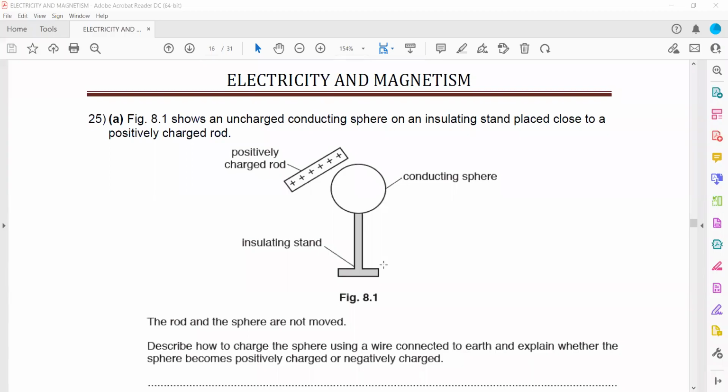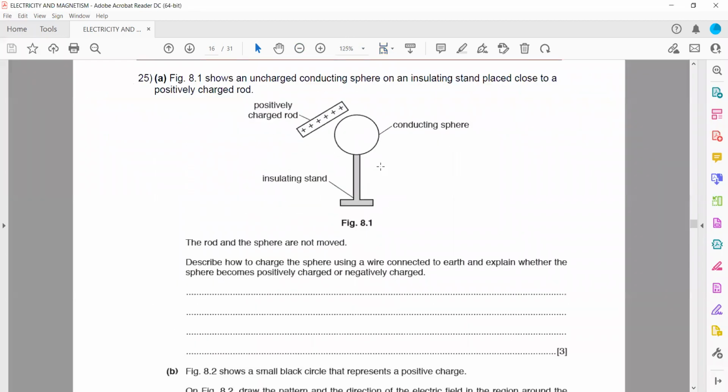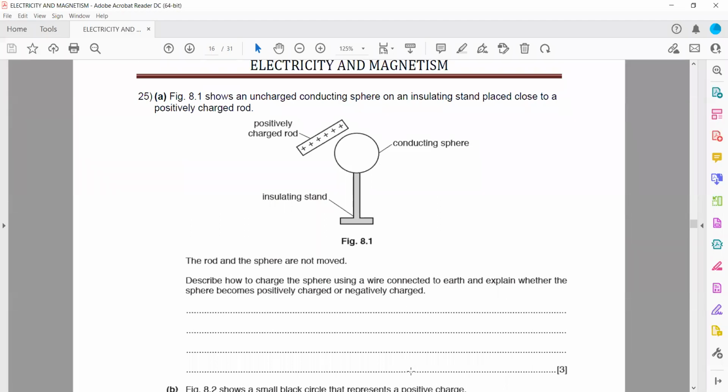So figure 8.1 shows an uncharged conducting sphere on an insulating stand. The rod and sphere are not moved. Describe how to charge the sphere using a wire connected to earth, and explain whether the sphere becomes positively or negatively charged. So the rod and the sphere are not moved, but how do we charge a sphere using a wire connected to earth?